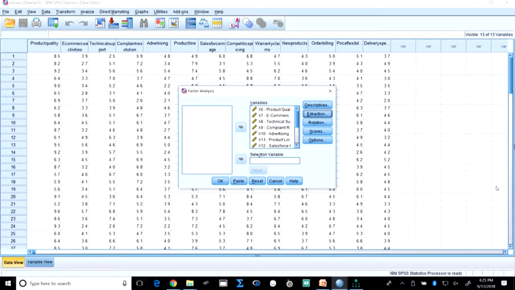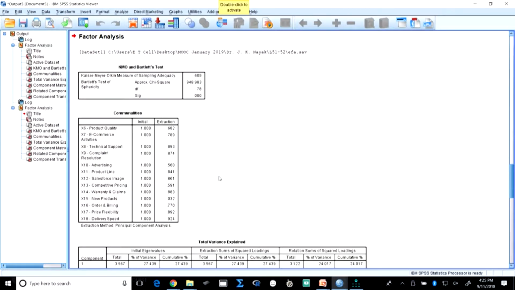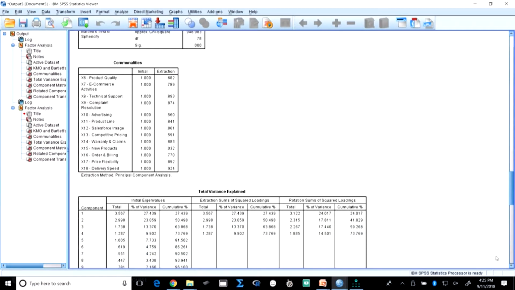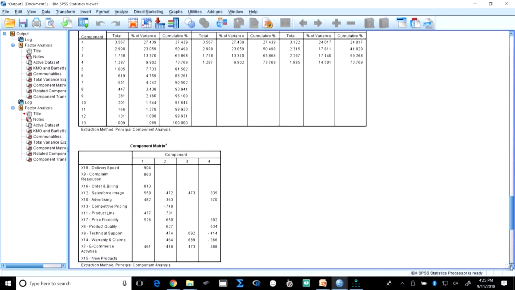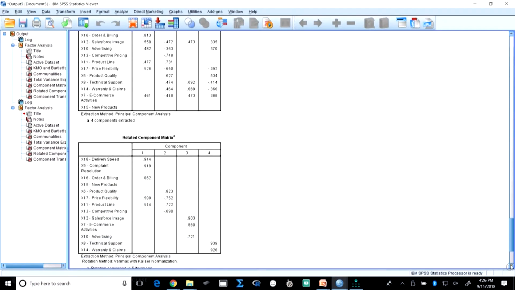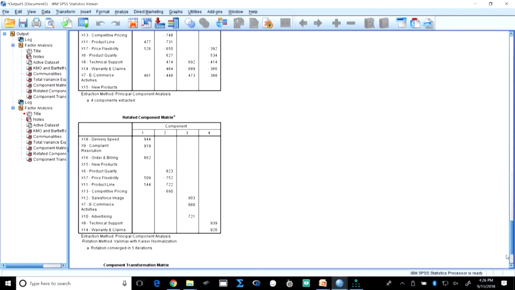Okay, fine, everything remains the same. So, now you see my variance has reduced from 81% to 73.7, almost 74%, right. Has there been any change in the communalities? You see one of the communalities has become very poor, new products, let us see that. Okay. And let us look at the rotated matrix now. So, if you look at the rotated matrix, right.